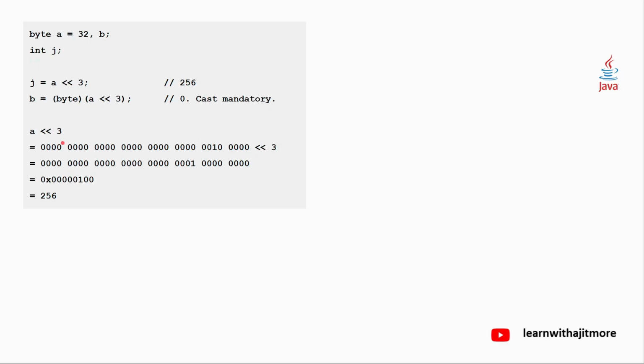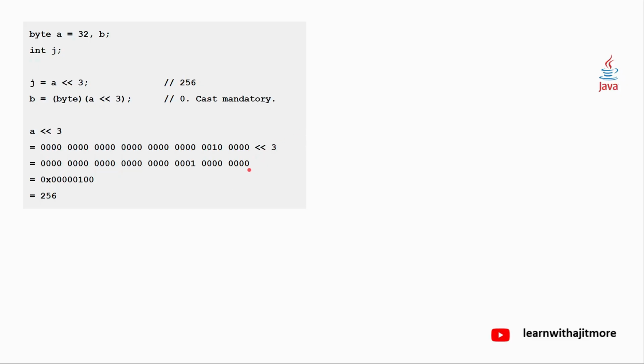See, guys, this is 32. Do you agree? 0, 1, 2, 3, 4, 5. So the fifth bit is 1. So this is 32 in binary. You're shifting three times, so three zeros will come inside. Three zeros come inside and then the whole thing is shifted. We are writing in hex form like 0, 0, 0, 0, 0, 1, 0, 0. Okay. But if I make it decimal, how much is it?